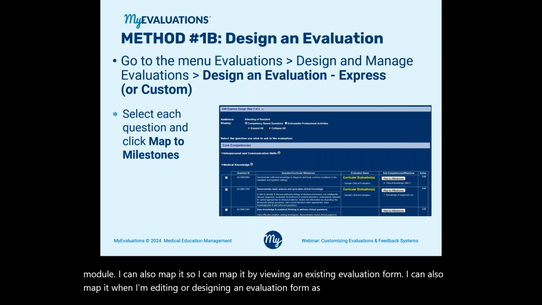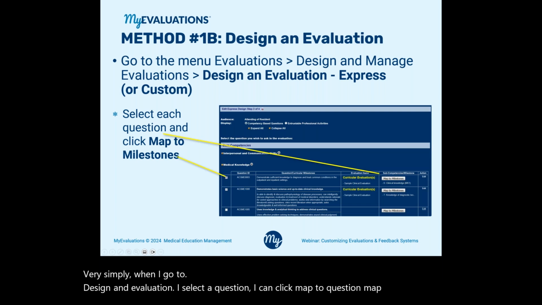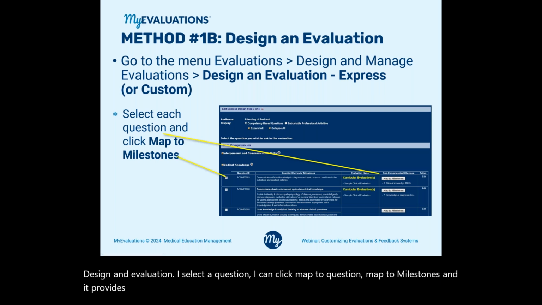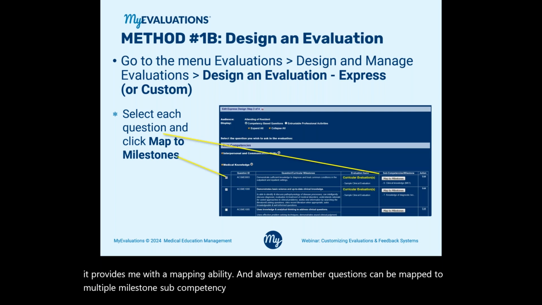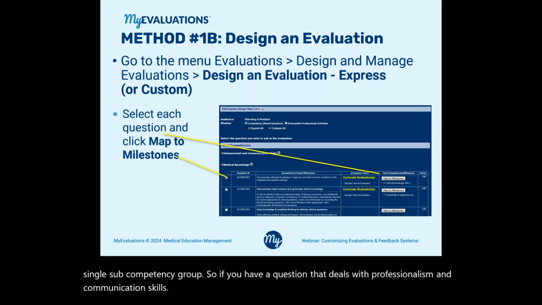And I already showed you how to do that very simply. When I go to design an evaluation, I select a question, I can click Map to Milestones, and it provides me with a mapping ability. And always remember, questions can be mapped to multiple milestone subcompetency groups. So a question doesn't have to be mapped to a single subcompetency group. So if you have a question that deals with professionalism and communication skills, you can map those simultaneously.